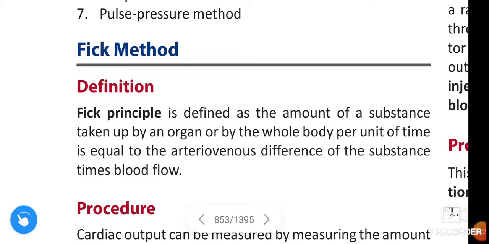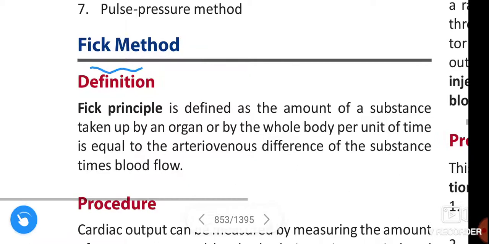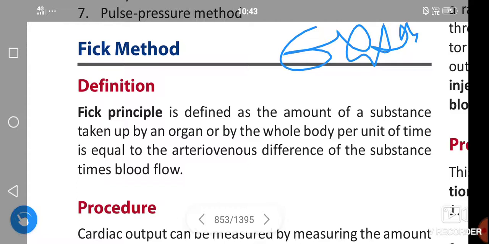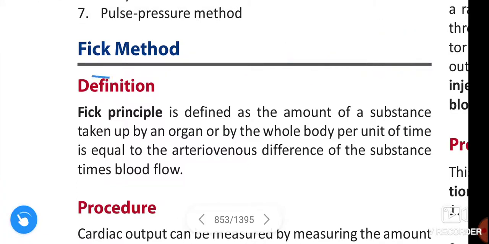Okay guys, when you see in all these, this Fick method and Fick principle is very important from the exam point of view. Try to remember, the Fick principle is most important.